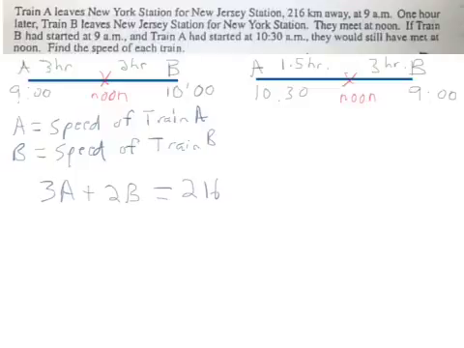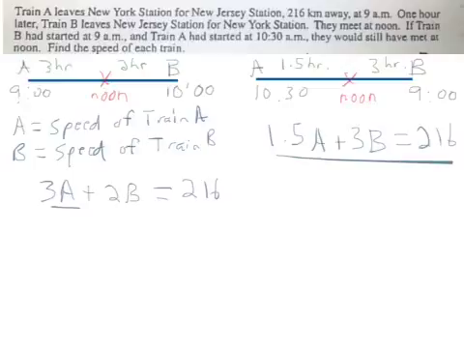where I can set up my second equation by taking the time traveled for train A, so 1.5 hours, times the rate that it's traveled, which is unknown. We call that letter A. And if we add that once again to the distance for train B, which is found by taking the time, 3 hours, times the rate, which is B, then we know that the total distance is going to be, once again, 216 kilometers. So we have our two equations given to us, right here and right here.